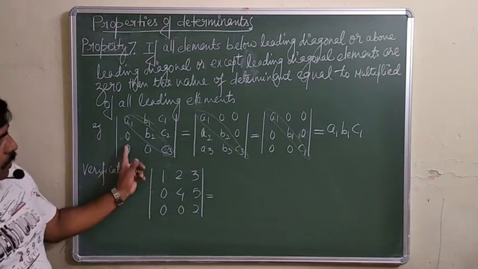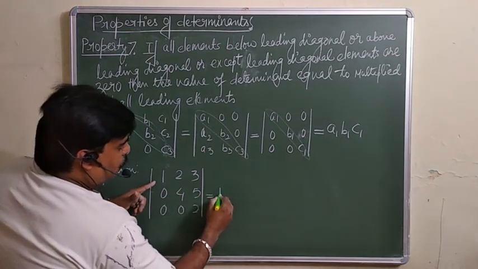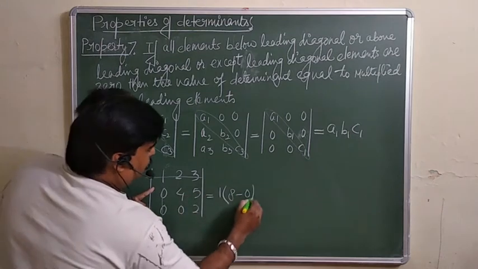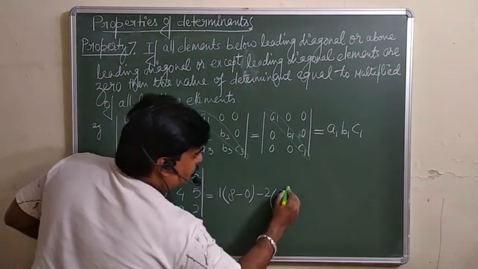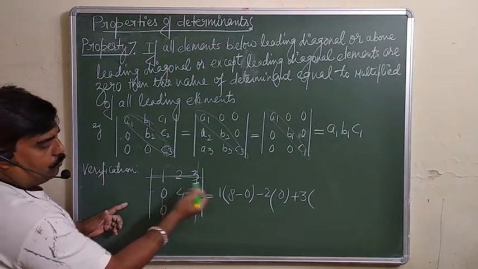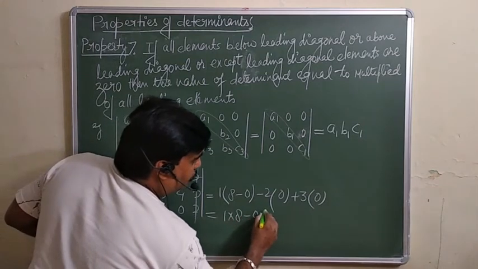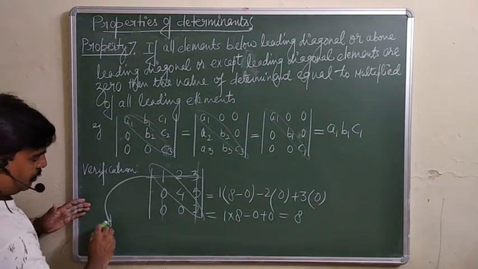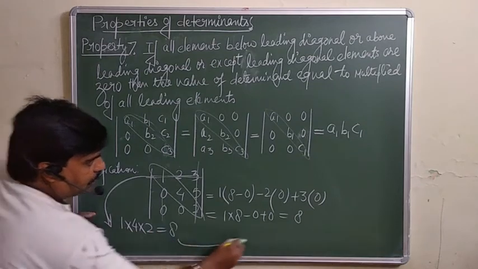For example, I am taking one example: find the determinant of this one. For 1 you take this row and column: 4 into 2 is 8, 0 into 5 is 0. Minus 2, you take this row and column: 0 into 2 is 0, minus 0 into 2, this is also 0. For 3 you take this row and column: 0 into 0 is 0, 0 into 4 is 0, again 0. So here you get 1 into 8 minus 0 plus 0, that is equal to 8. And that is equal to the product of the leading diagonal elements, which is 8.